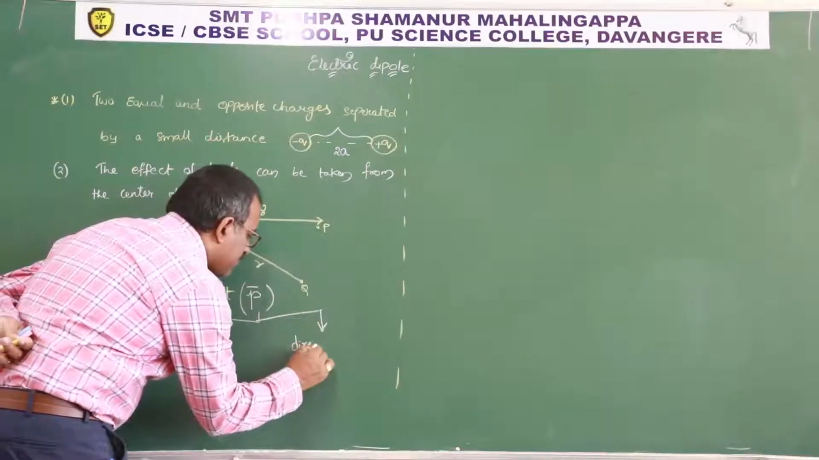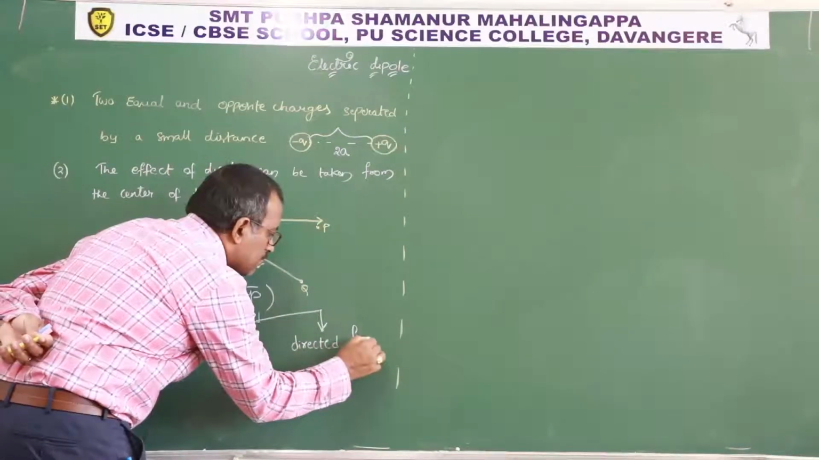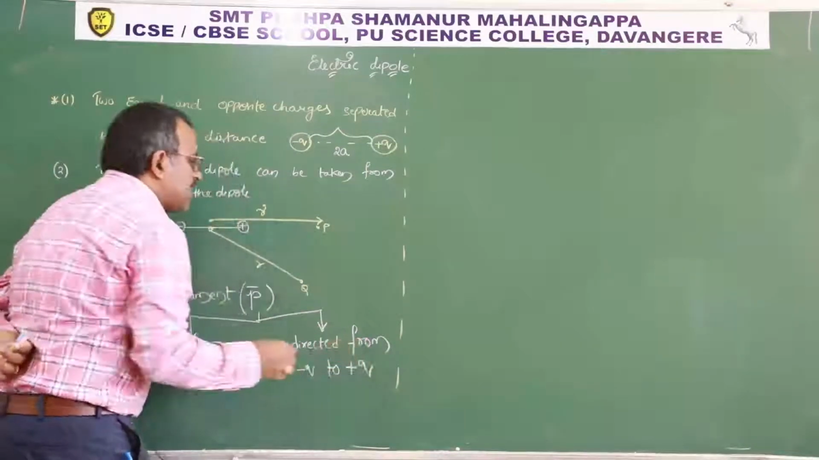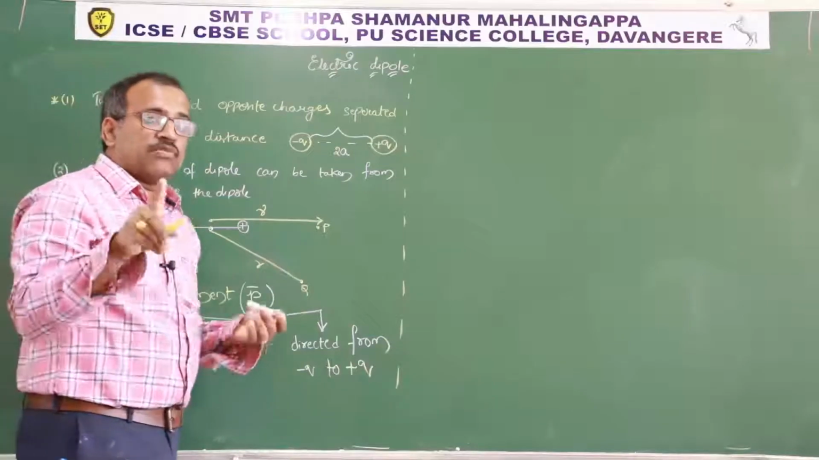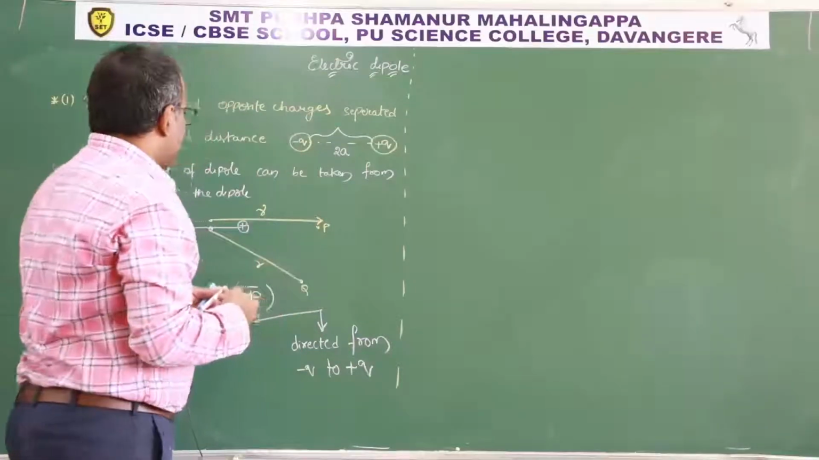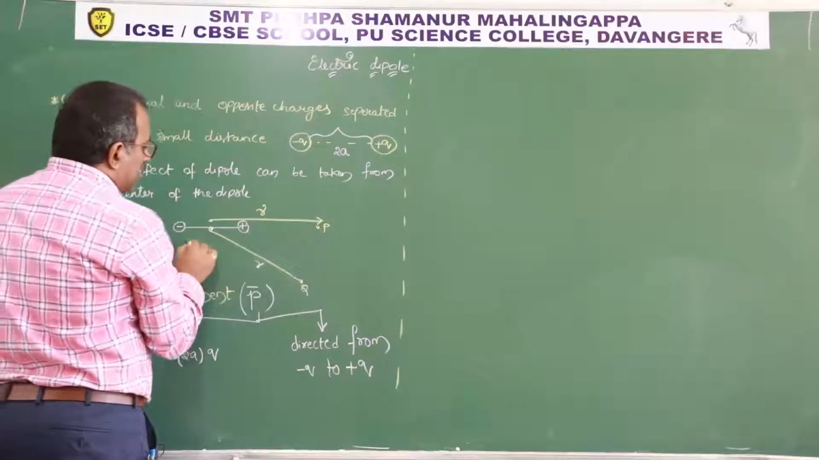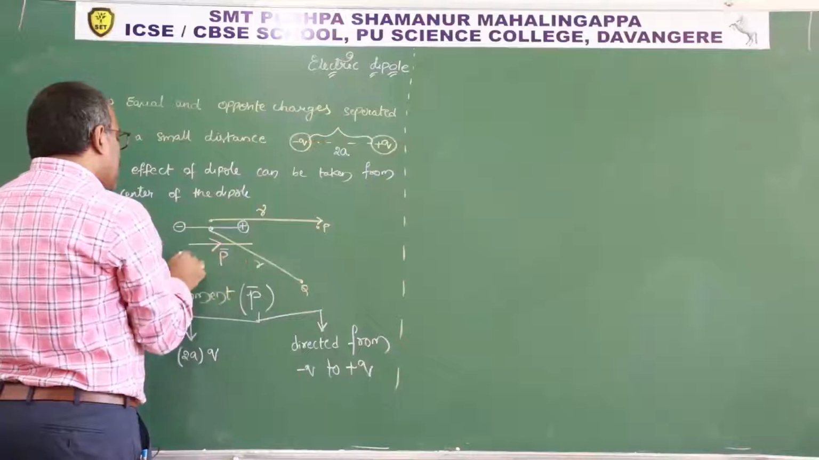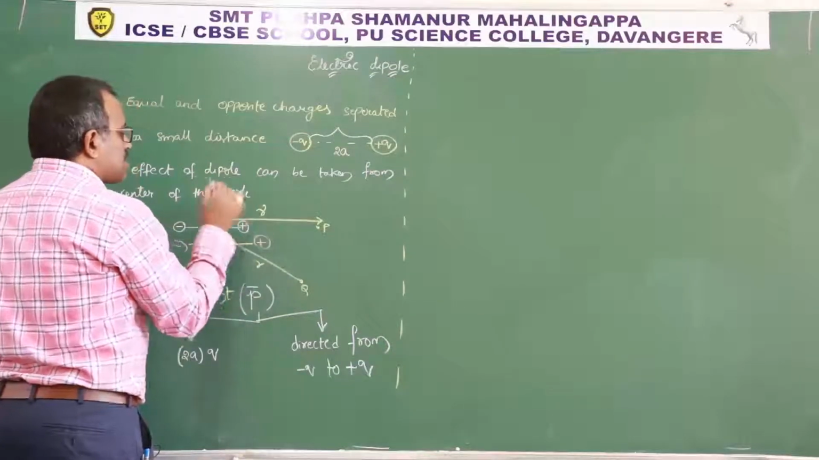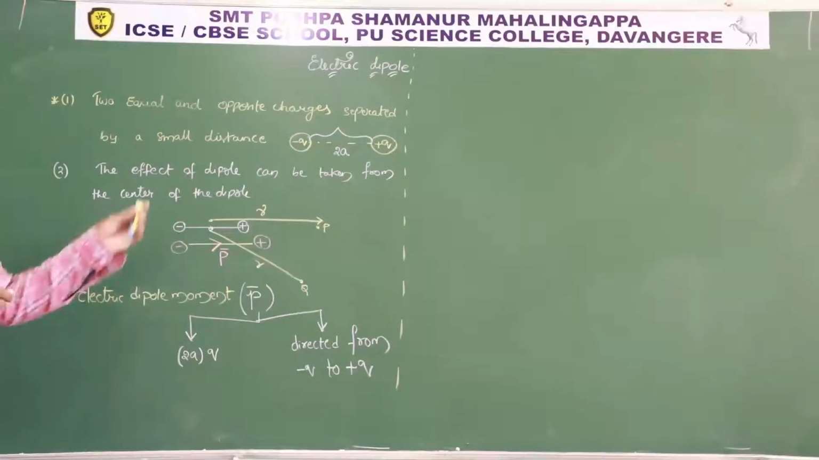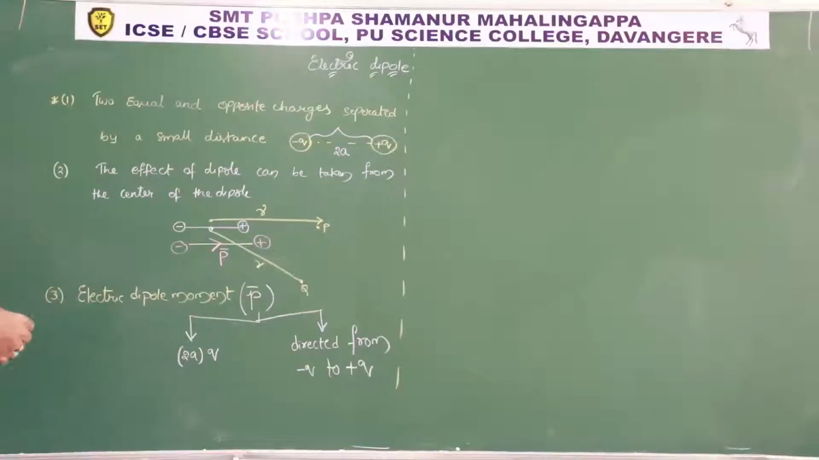And what about direction? Directed from minus q to plus q. Please mind it, the direction of the dipole moment is from negative to positive. So if I want to represent the direction, it should be P bar from minus q to plus q. Please try to understand. Minus q to plus q. Clear? Now the last point.